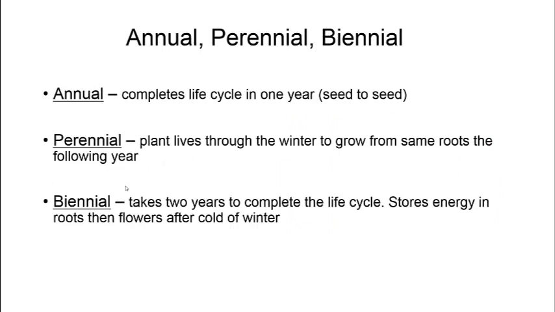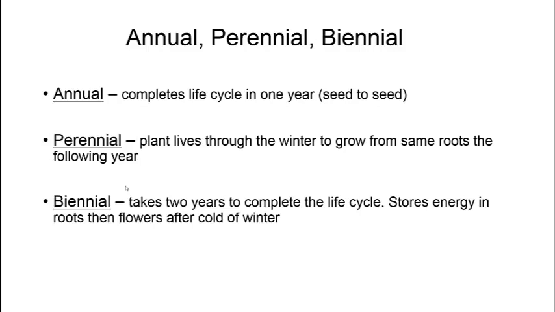Annual plants complete their life cycle in 1 year, which means they can go from being planted as seed to reproducing their own seed in 1 year. And true annuals die after this process happens. Even if the climate is permissive to them staying alive, they still end their life cycle. Perennial plants are those that live through the winter to grow from the same roots the following year, and by classic definition, they live for 3 or more years. So remember that perennial doesn't mean eternal, and there are short-lived perennials and long-lived perennials. Biennial plants take 2 years to complete their life cycle.